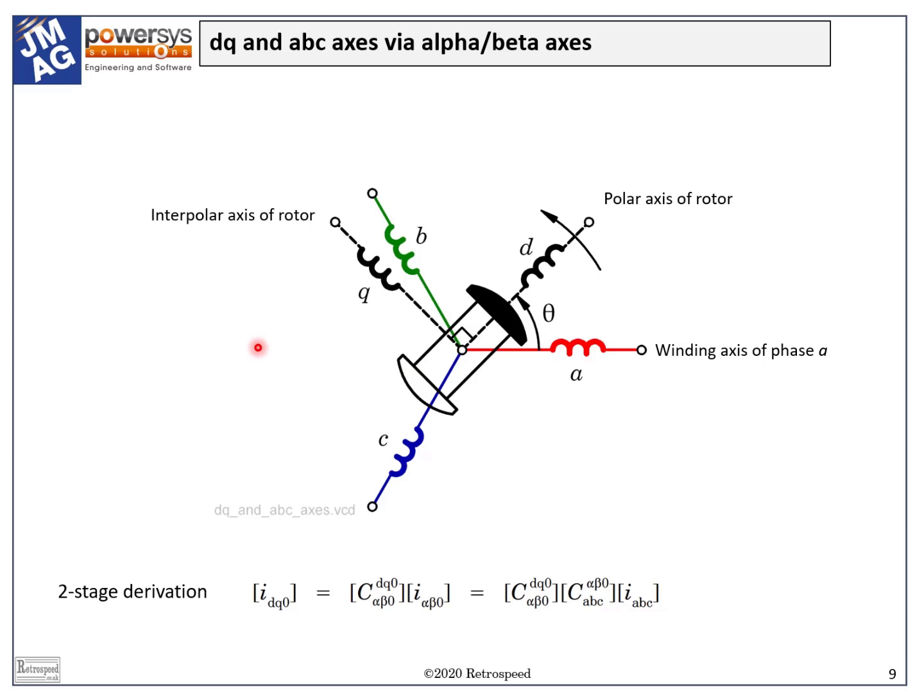In this diagram also there are 2 frames of reference, DQ and ABC. What Park's transformation does is to map the stator currents, voltages and flux linkages in the stationary ABC frame of reference into the rotating DQ frame of reference, so that all variables will be in the same frame of reference, which in the case of Park's transformation is locked to the rotor and rotates at the speed of the rotor.